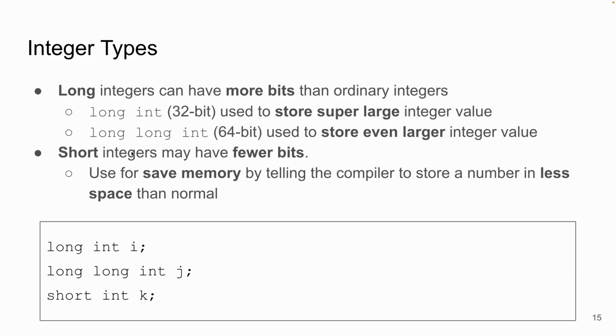In the situation where you want to save your device memory, and you know that the maximum number in your program is going to be very small. In that case, you can declare an integer variable to be a short integer variable so that you can save more space. Declaring a short integer variable is very straightforward here. You just write down short int k, and then you have the integer variable k, and it is a short integer.